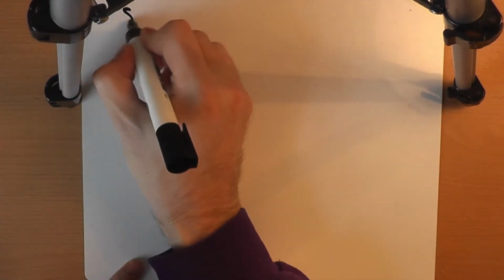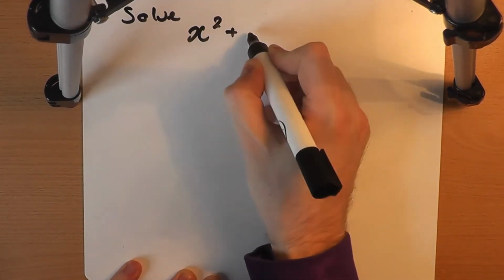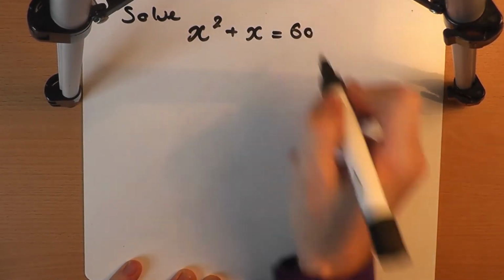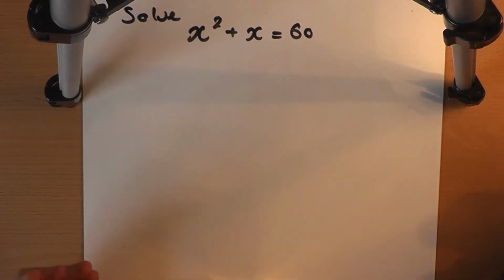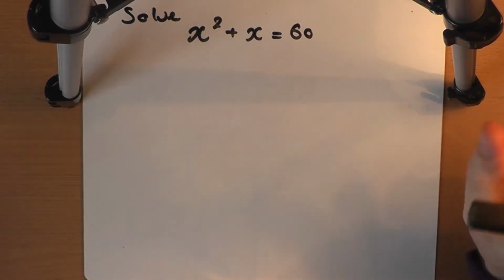So imagine that we have the question that simply says, solve x squared plus x equals 60. The word solve says that we might want to try using one of those methods that we've already looked at so far. The first method we looked at was this idea of using the function machine, the idea of doing and then undoing the steps that have been done.